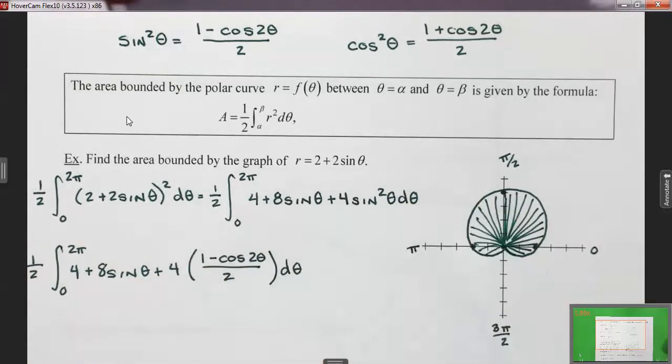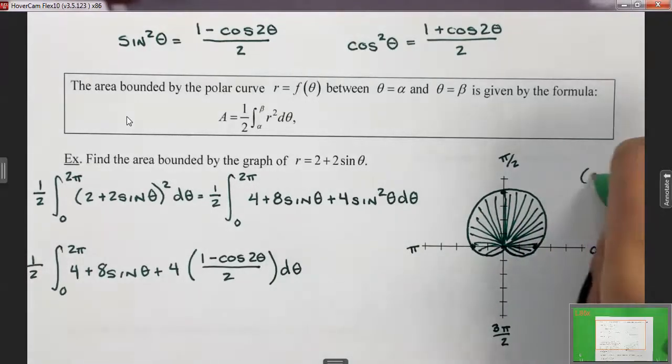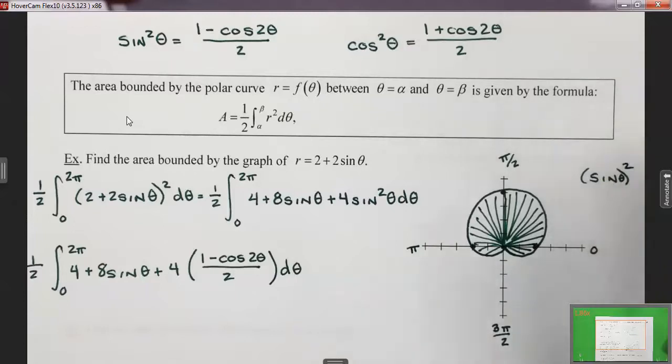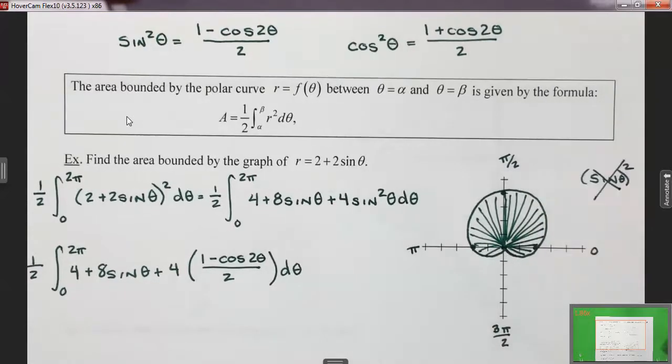Wait, why do you have to do that? Because I can't integrate sine squared. If I integrate sine squared theta, then I'm going to make u sine, but then I need a du of cosine on the outside, and I don't have it. So I can't do u sub with it.